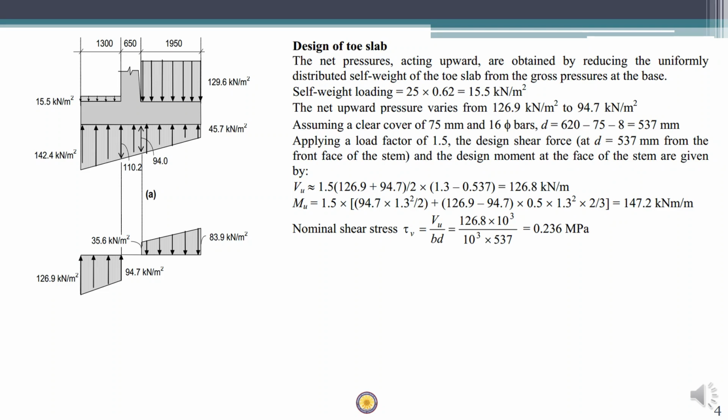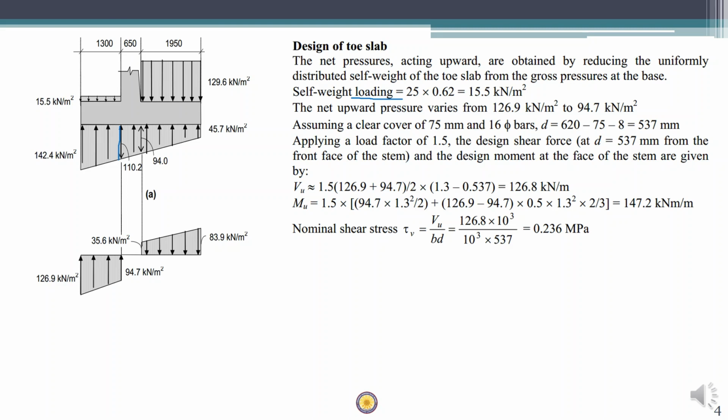So from this diagram we can interpolate the value at this portion. So here it is 142.4, which is Q max, and you can interpolate what is the value of Q at this position corresponding to the beginning of the toe slab. Also, this toe slab is made out of concrete and is having a depth of 0.62 meters, which means that it exerts a pressure of weight of 15.5 kN per meter square. That self-weight is already calculated here.